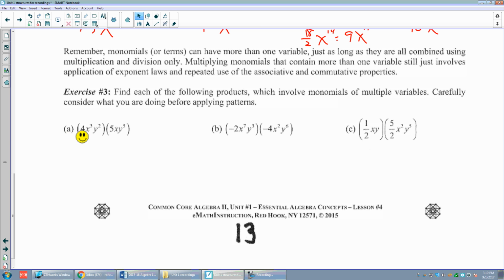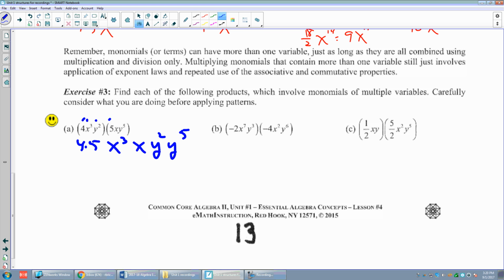So the first one here, we notice that there's no addition and subtraction. So I can do this. I can do 4 times 5. Then x cubed times x, and y squared times y to the 5th. You can check them off as you commute them if you want. So this is 20, x to the fourth, y to the seventh. Let's get rid of that pen.